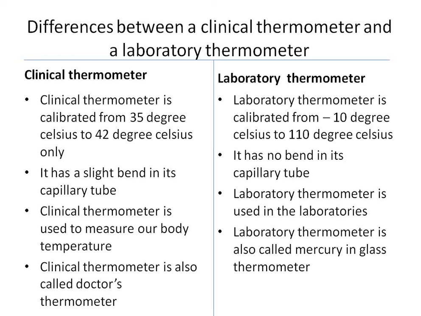Okay, now the differences are: clinical thermometer is calibrated from 35 degrees Celsius to 42 degrees Celsius only. Laboratory thermometer is calibrated from minus 10 degrees Celsius to 110 degrees Celsius. Don't make a mistake here. Write correctly, minus 10 degrees Celsius, don't forget to write this minus. Second is the slight bend in its capillary tube. Which one? Clinical thermometer has a slight bend in its capillary tube. Laboratory thermometer has no bend in its capillary tube.